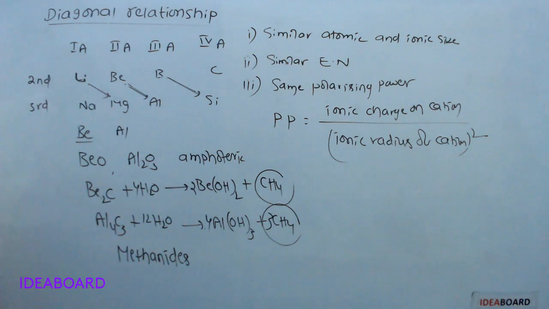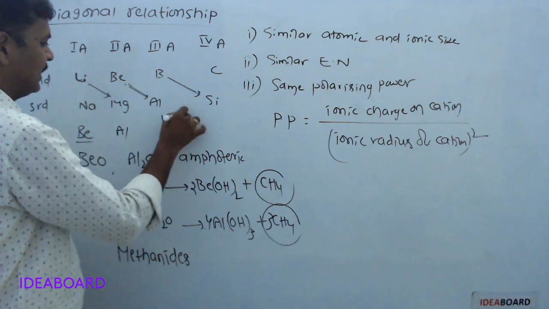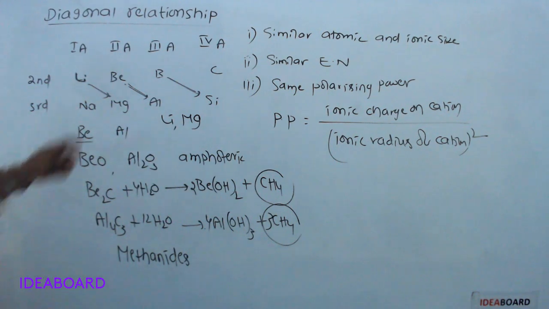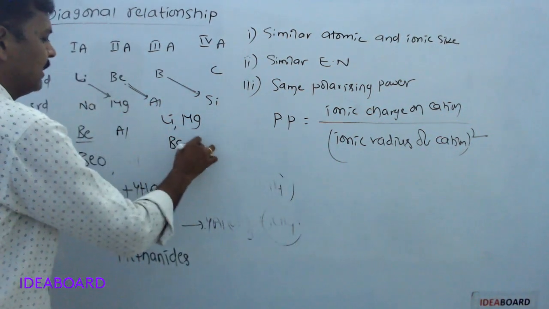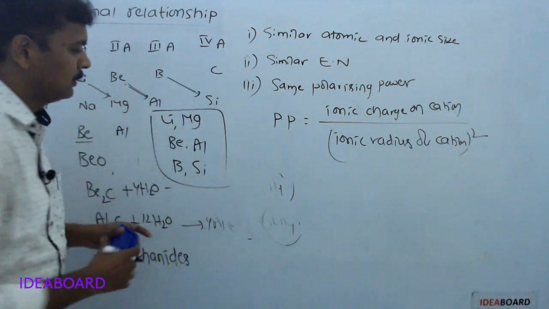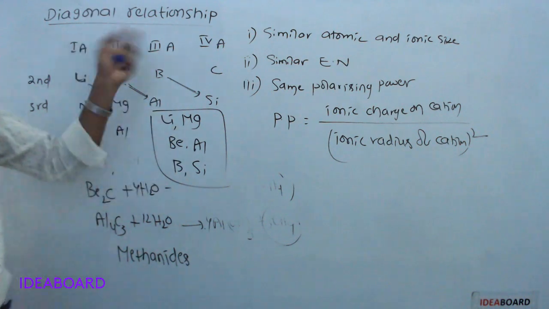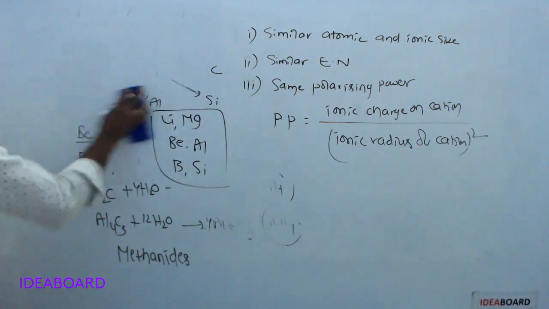So in the periodic table, only 3 pairs exhibit diagonal relationship: lithium and magnesium, beryllium and aluminium, boron and silicon. Only 3 pairs exhibit diagonal relationship. So next, last topic.